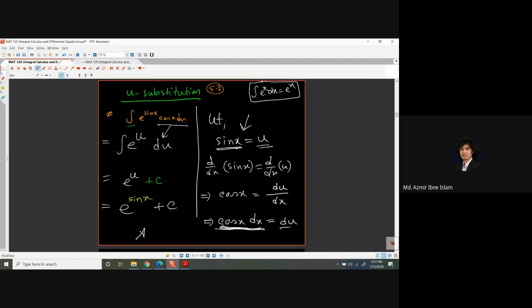Okay, so this is our final answer, or we can say this is the antiderivative. Antiderivative means capital F of x. We can also verify: if we differentiate this part, we will get the main function back. That is the relation between differentiation and integration.